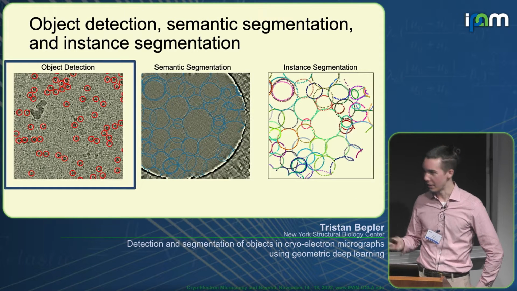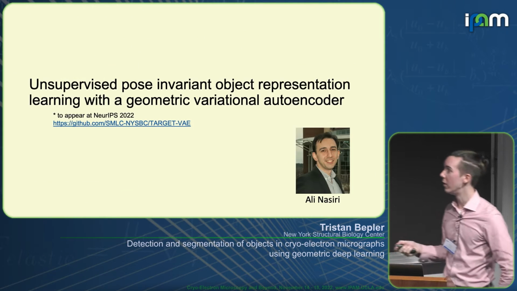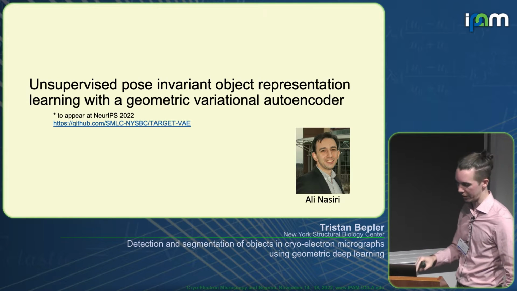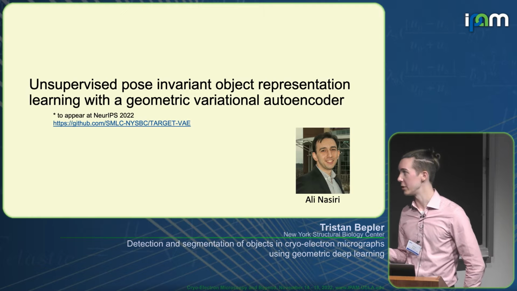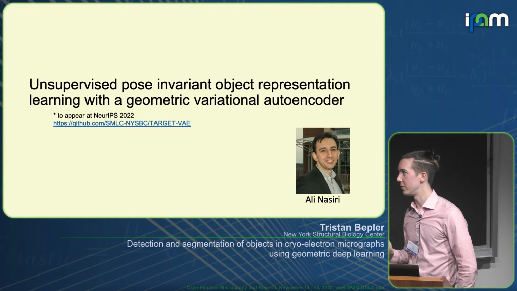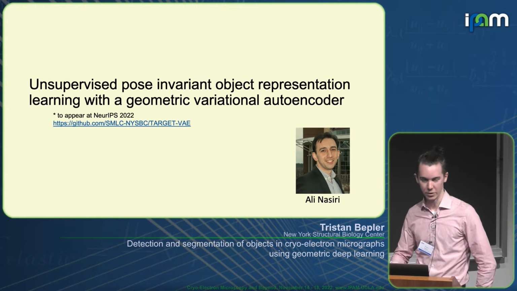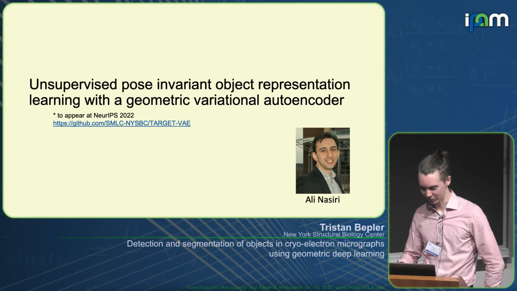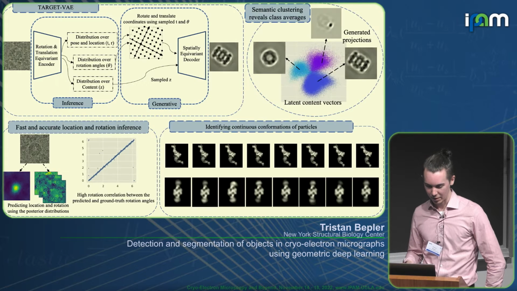So I'm going to start with talking about object detection here. This is all work with my postdoc, Ali. It's called unsupervised pose invariant representation learning with the geometric variational autoencoder. This work is also appearing at NeurIPS, so if you're going to be there, you can meet my postdoc there as well and learn more about it.